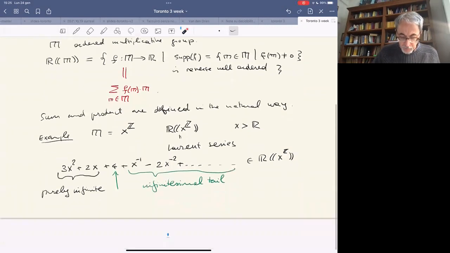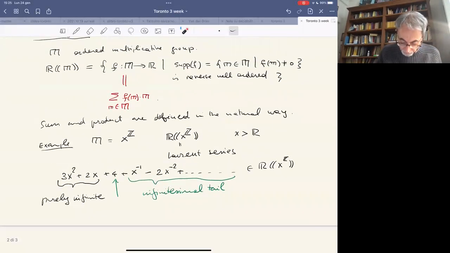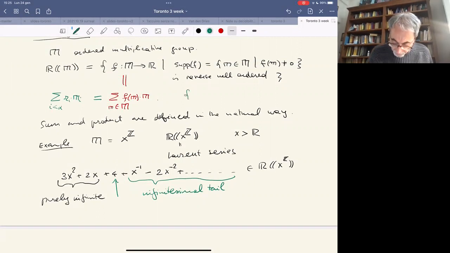And on each Hahn field, you have a notion of summability. Let me also introduce another notation. This will also be written in the form the sum over i less than alpha of real r_i m_i, where m_i, i less than alpha, is a decreasing enumeration of the support of f.